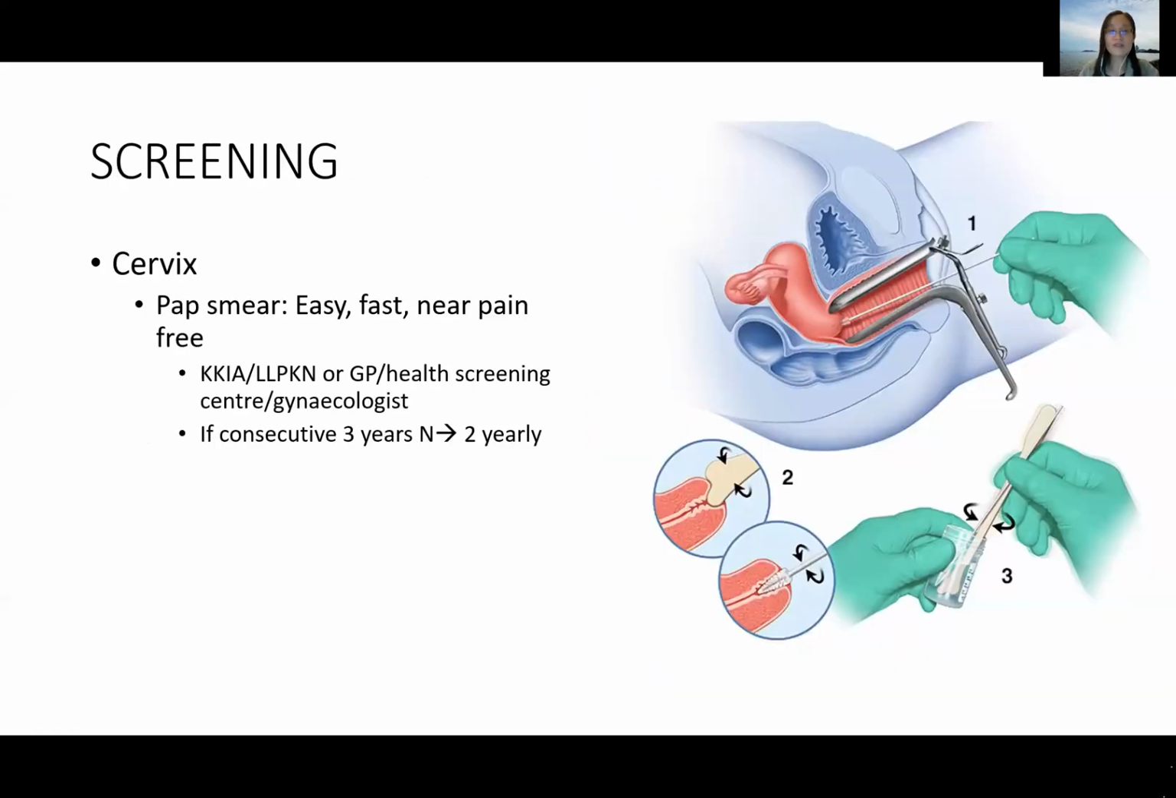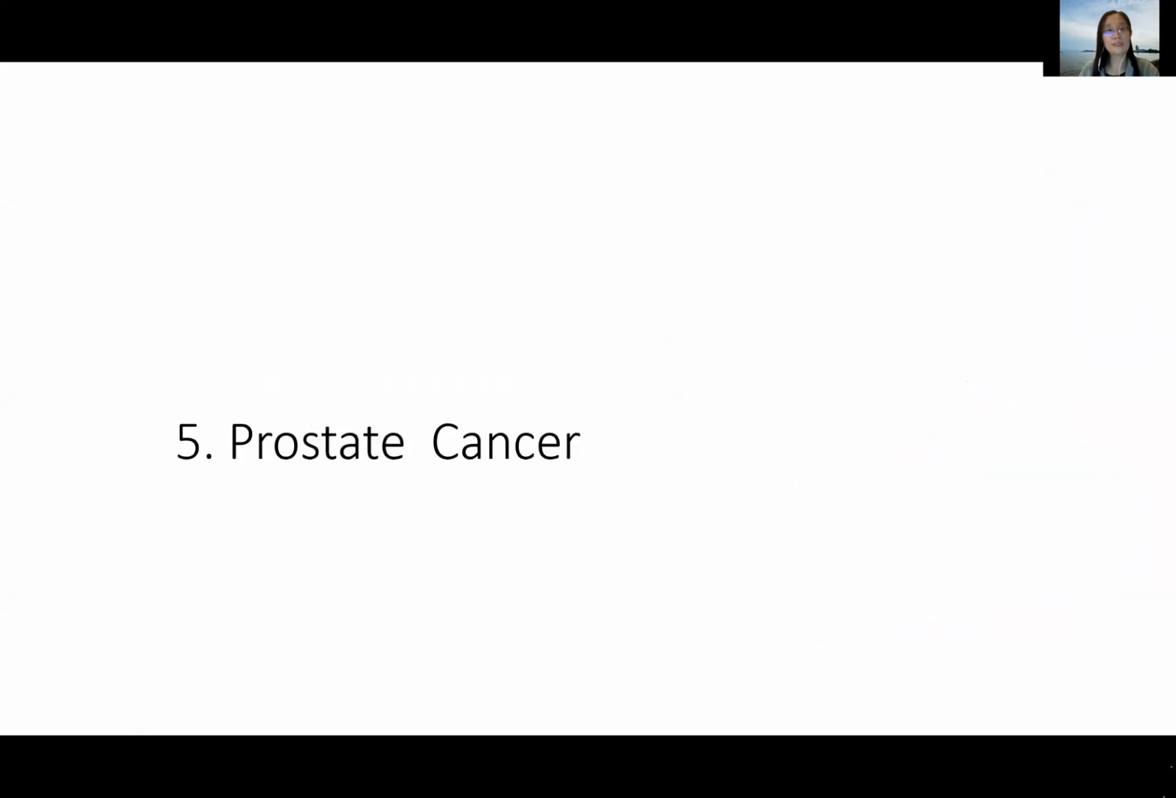So screening is actually very easy and has been around for many, many years. Pap smear, it's easy, it's fast, almost pain-free. You do a speculum, then you put in a brush or a spatula and twist this around, because cervical cancers happen at the epithelium, just at the junction between your cervix and the endometrium, the uterus part. Then it's just put into formalin fixation, and the lab will look for any atypical cells. So if you do it consecutively and for 3 years it is normal, then you can do it every 2 years.